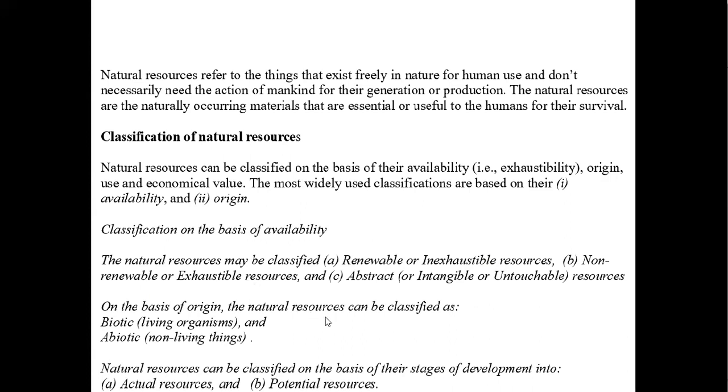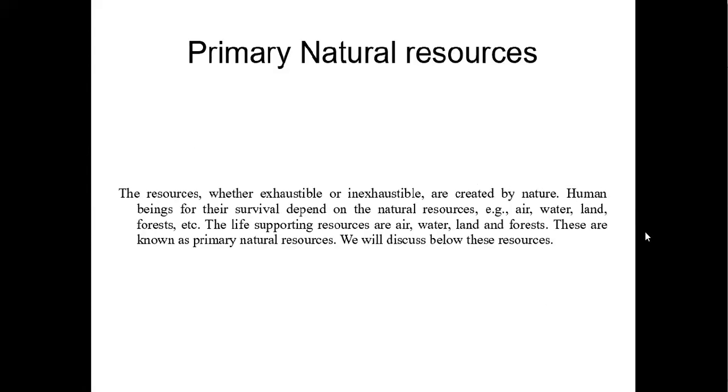On the basis of origin, natural resources are again divided into two types. One is biotic, another one is abiotic. As I have already discussed in your previous chapter, biotic means living and abiotic means non-living things. Natural resources can also be classified on the basis of stages of development, like actual resource and potential resource. There are also primary natural resources.